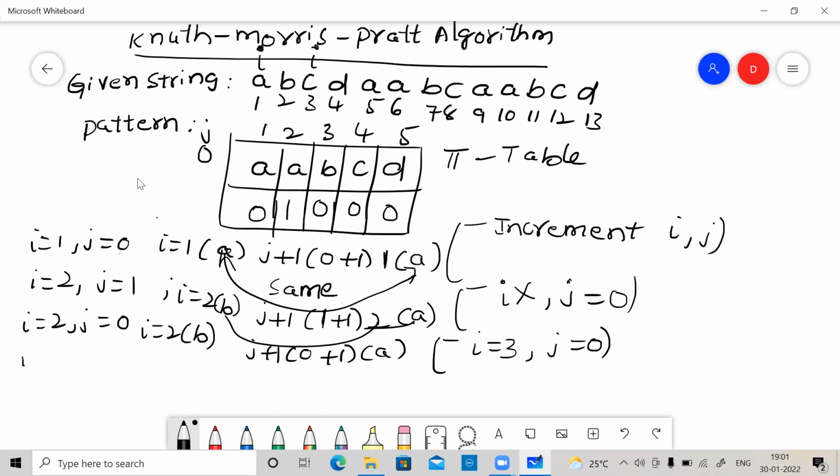Now again start with this: i equal to 3 and j equal to 0.